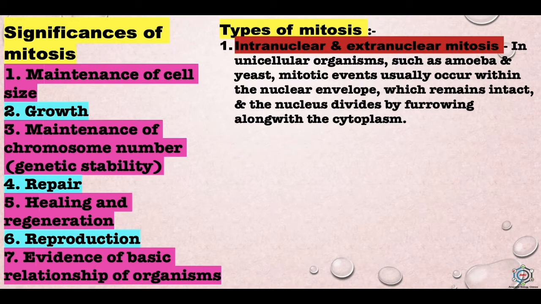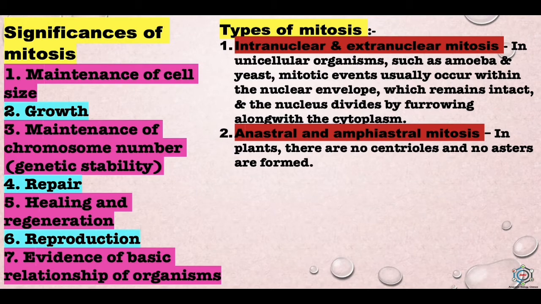Here, the first is intranuclear and extranuclear mitosis. In unicellular organisms such as amoeba and yeast, mitotic events usually occur within the nuclear envelope, which remains intact, and the nucleus divides by furrowing along with the cytoplasm. It is known as intranuclear or premitosis, while in multicellular organisms, the nuclear envelope breaks down and the mitosis is termed extranuclear or eumitosis.